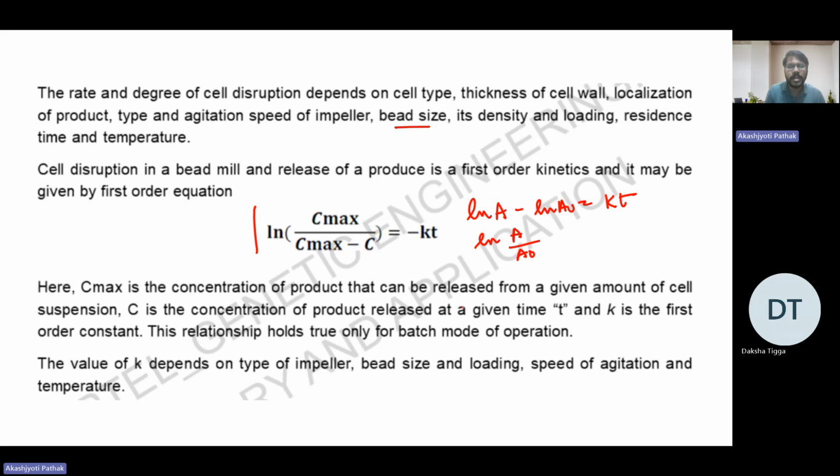So Cmax is the maximum concentration of product that can be released, and C is the concentration of product released at time t. From this equation we can get what concentration of product can be obtained. The value of K will depend on the different properties of the bead mill: the type of impeller, the bead size and loading. So remember that the cell disruption in a bead mill and release of product follows first order kinetics.